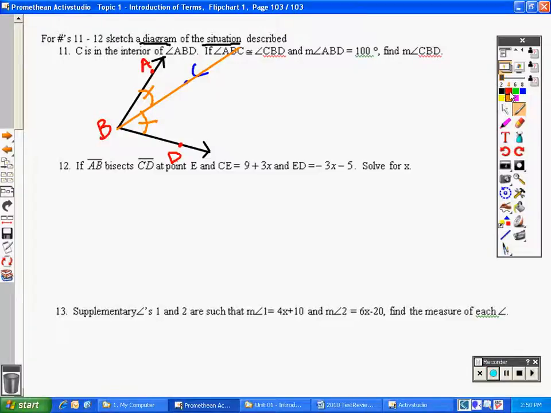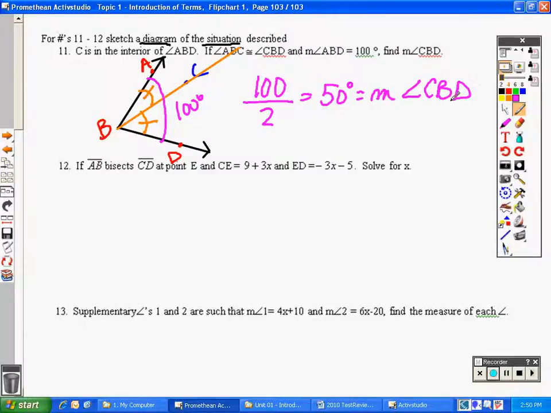We're going to use this to solve the problem. The problem is saying ABD, the whole thing, ABD is 100 degrees. What is CBD? Well, if this is equal to this angle and they both add up to 100 degrees, we can take a whole angle and divide it by 2 and get 50 degrees. This has to be the measure of angle CBD. Basically, this means that BC has bisected angle ABD.